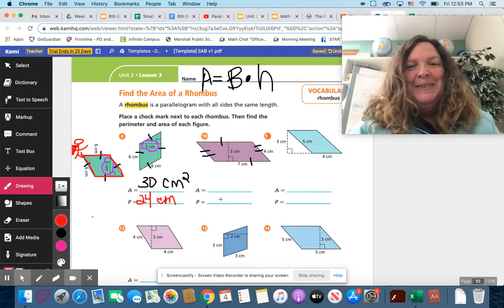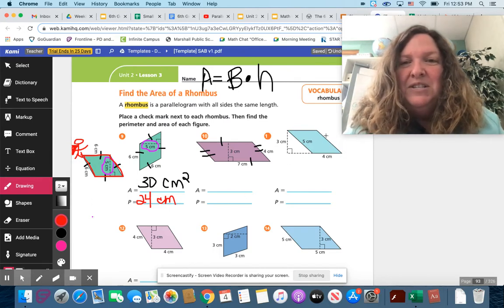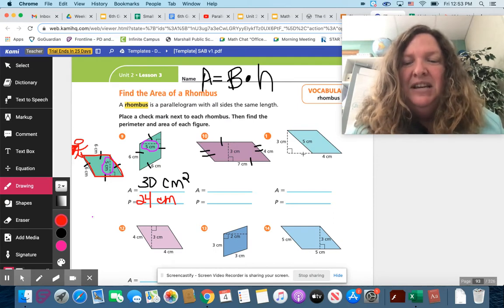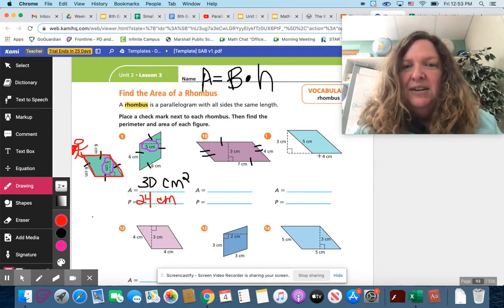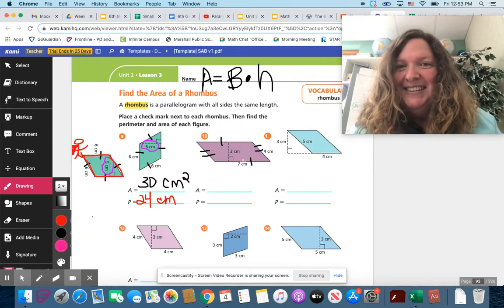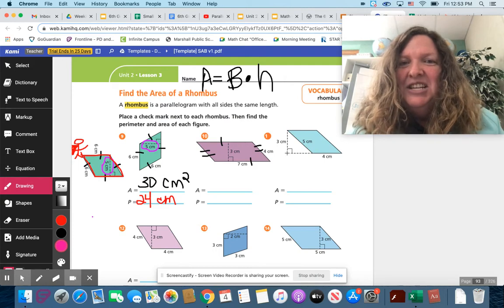All right, let's take one more look at one that's a little tricky. Let's look at number 11. 11 gets tricky because look where they're measuring the height. Can you figure it out? Which line is showing the height? It's the line that's perpendicular to the base.